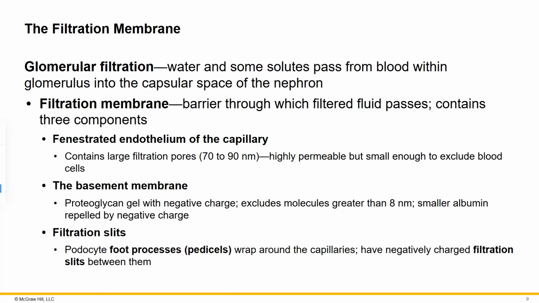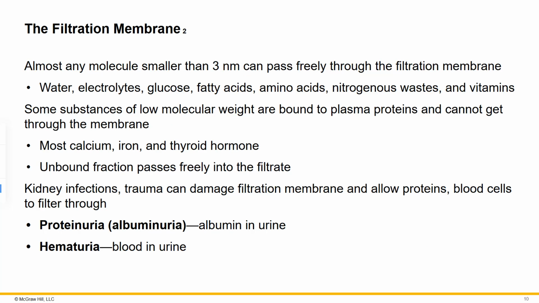Glomerular filtration: water and some solutes pass from the blood within the glomerulus to the capsular space of the nephron. The filtration membrane is the barrier through which filtered fluid passes, and it contains 3 components. This should be a review for the most part from general EMPs, so you won't be tested on these individual components. They're listed here for your review.